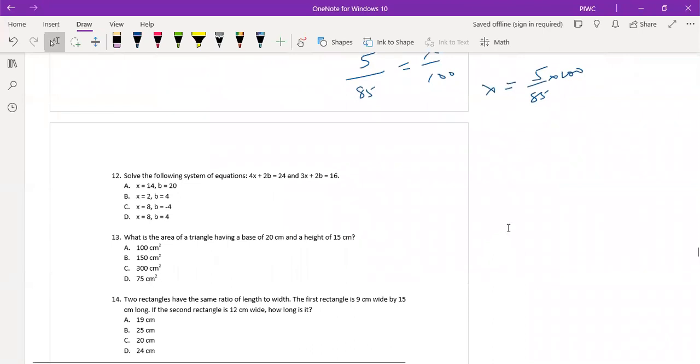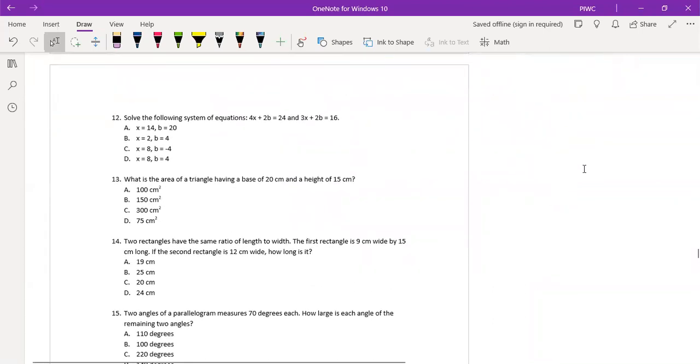Then number 12. Number 12, you can do a back solving approach, or you can just go the longer way of solving a system of equations. Which we can do here easily. I believe we can do that here easily.